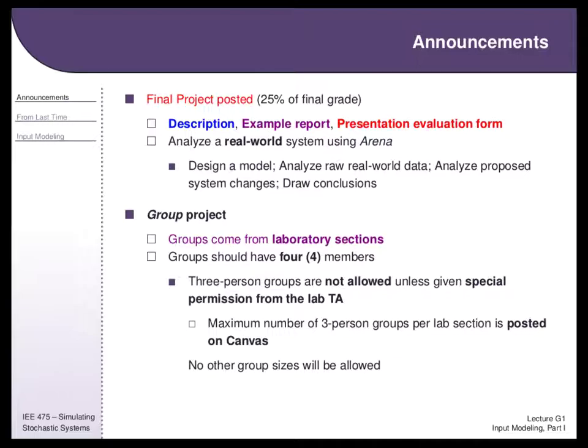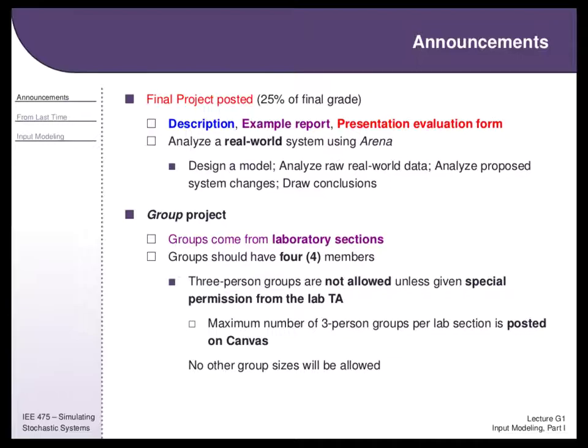On the three-person groups, we've accumulated a couple of three-person groups already because of the ARENA competition. So we're getting a little tight, especially in the morning lab, close to our limit. So make sure to check with us if you're really interested in a three-person group. Otherwise, try to shoot for a four-person group because we're definitely safe if people go to the four-person groups. And then that's fewer presentations to sit through, right?